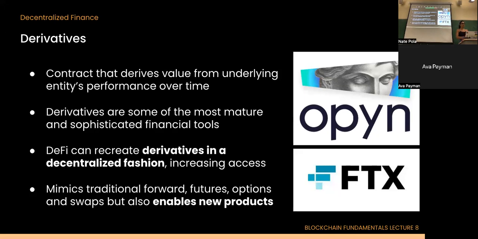So derivatives are some of the most mature and sophisticated financial tools that we have in the real world. That's why options are so confusing. They're very sophisticated. And DeFi can recreate derivatives in a decentralized fashion, increasing access to the people who can be involved with derivatives financially. It mimics traditional forwards, futures, options, and swaps, but also enables new products. So these are two DeFi derivatives platforms, Open and FTX, that you can look into if you're interested in derivatives.